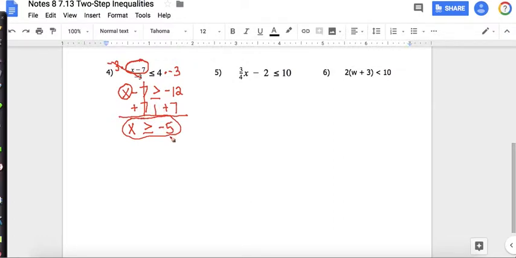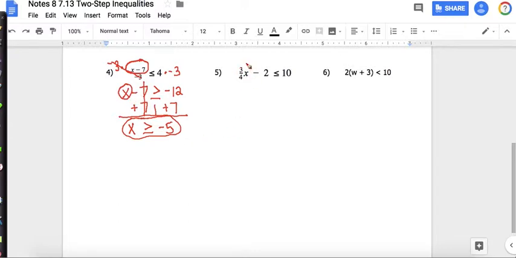Okay, and remember to check this, I would plug in -5 minus 7 divided by -3, and I get 4. And then I would pick something greater than -5, maybe 0, and check to make sure my symbols go in the correct way, and it is.